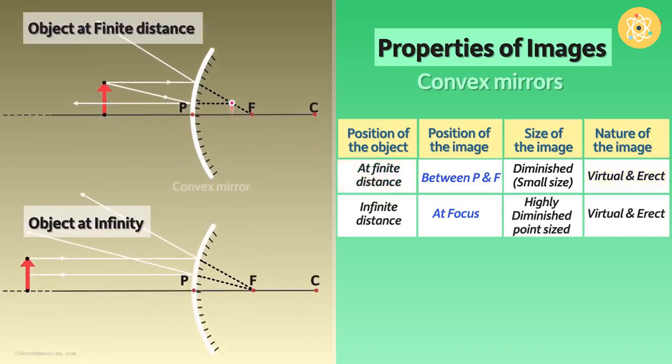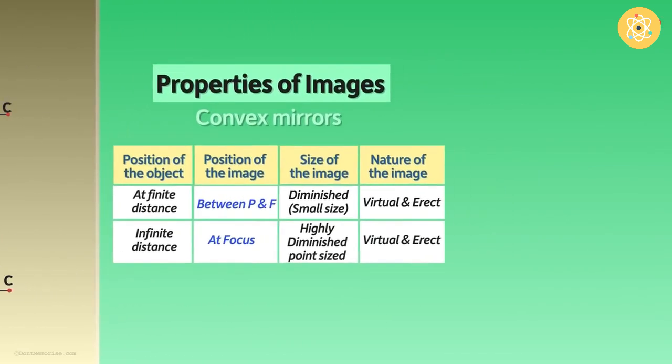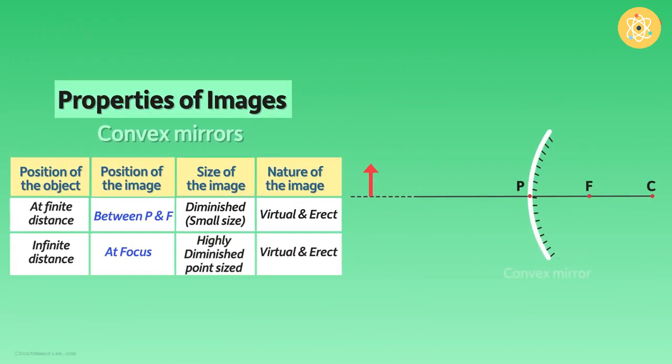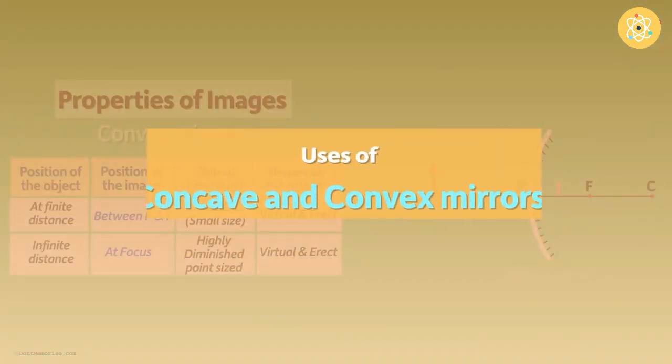So, these two are the ray diagrams representing the image and its properties. When the object is infinitely away from the mirror, we get a point-sized image at the focal point. And as we keep moving the object towards the mirror, the size of the image keeps increasing and it appears to be coming closer to the backside of the mirror. In the next video, we will see some uses of concave and convex mirrors in real life.